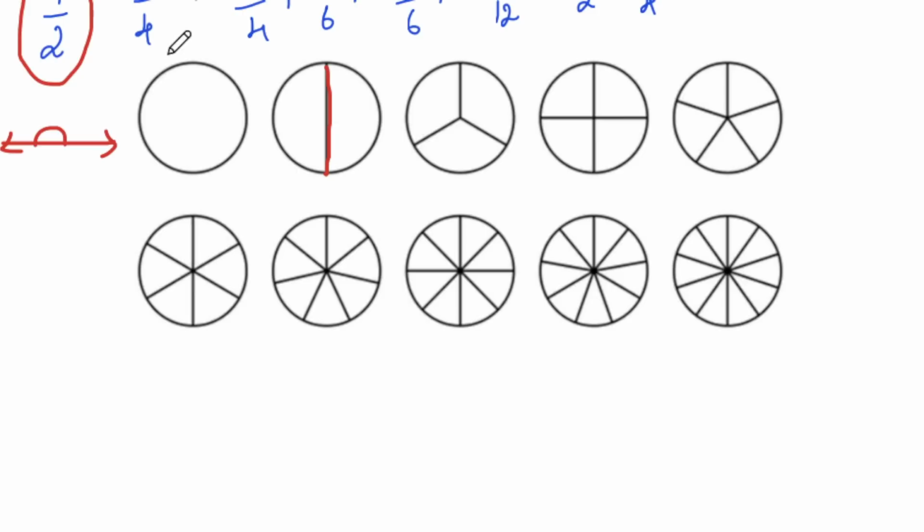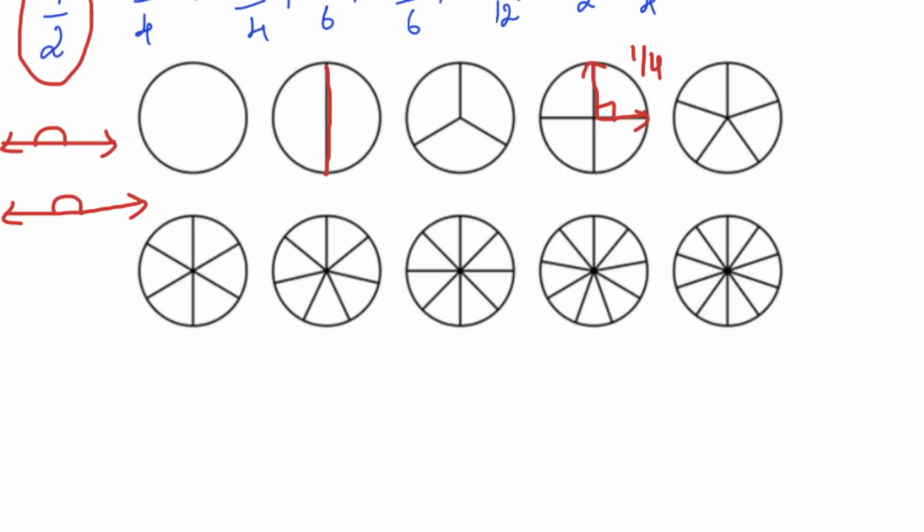Okay, next is 1/4. So this one is a 1/4 turn, you get a right angle. Okay, next is 2/4. So here you will get 2/4. 2/4 is equal to 1/2. Again, 2/4 is also a straight line. Okay, this is very easy, students.